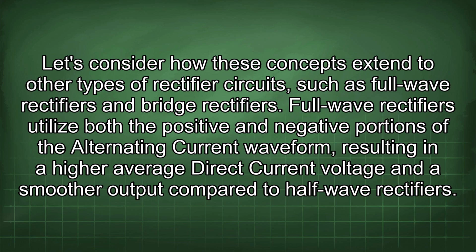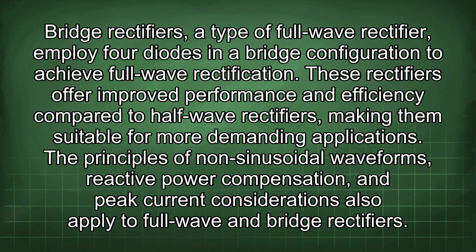Let's consider how these concepts extend to other types of rectifier circuits, such as full-wave rectifiers and bridge rectifiers. Full-wave rectifiers utilize both the positive and negative portions of the alternating current waveform, resulting in a higher average direct current voltage and a smoother output compared to half-wave rectifiers. Bridge rectifiers, a type of full-wave rectifier, employ 4 diodes in a bridge configuration to achieve full-wave rectification.